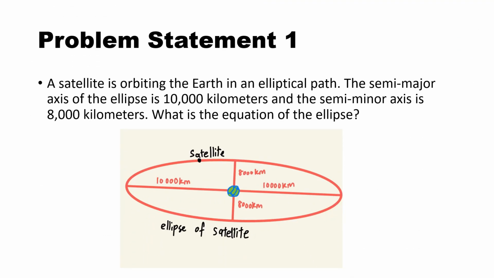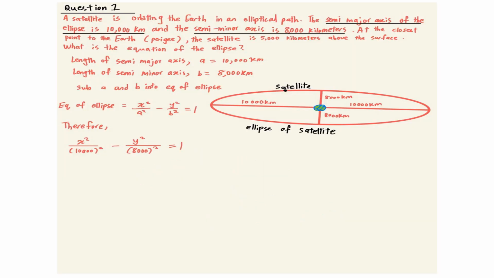So the problem statement 1. A satellite is orbiting the Earth in an elliptical path. The semi-major axis of the ellipse is 10,000 kilometers and the semi-minor axis is 8,000 kilometers. What is the equation of the ellipse?